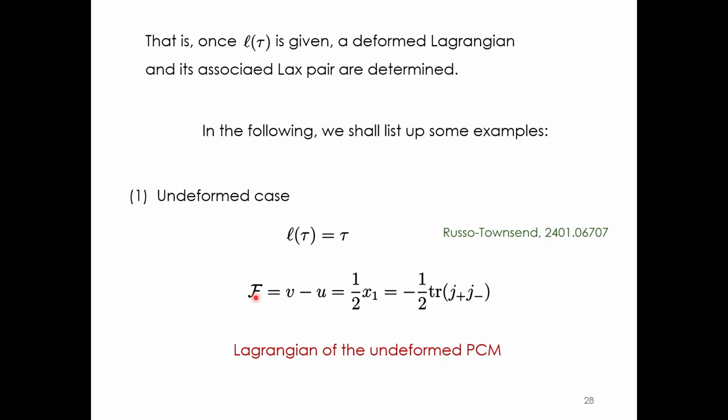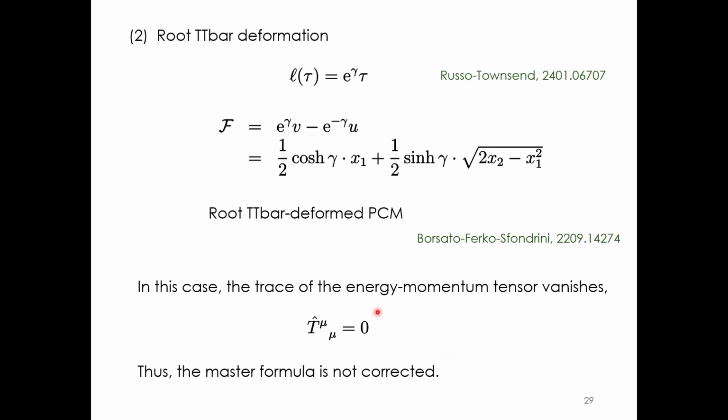Then curly F is evaluated like this. We will get the undeformed principal chiral models, as I explained yesterday. The second, non-trivial one is root TT-bar deformations. We can introduce some coefficients in front of tau, where the coefficient is a dimensionless constant. Then curly F is evaluated like this. This is nothing but the classical actions of root TT-bar deformed principal chiral models obtained by Borsato et al. by solving the root TT-bar flow equation directly.